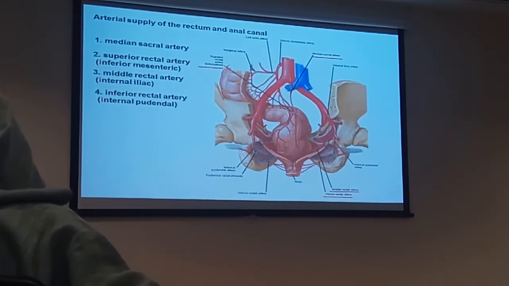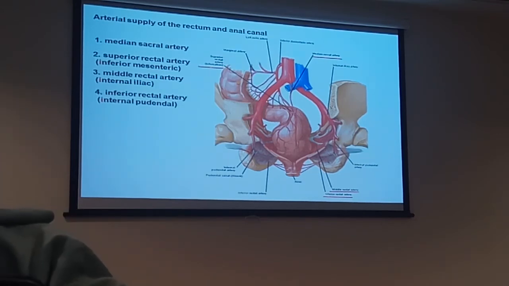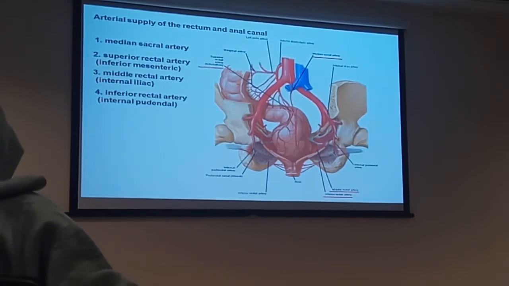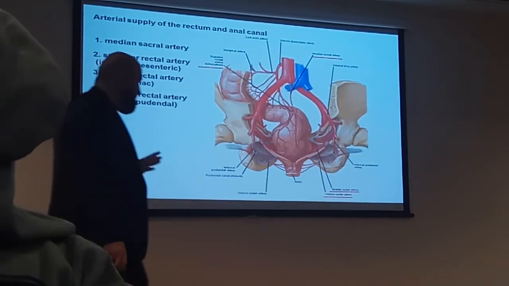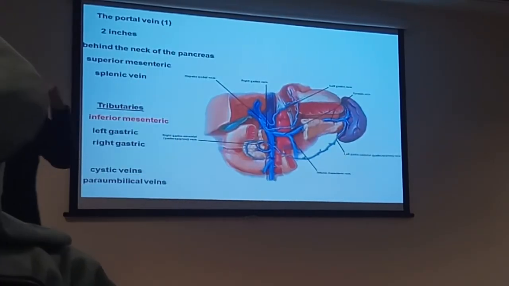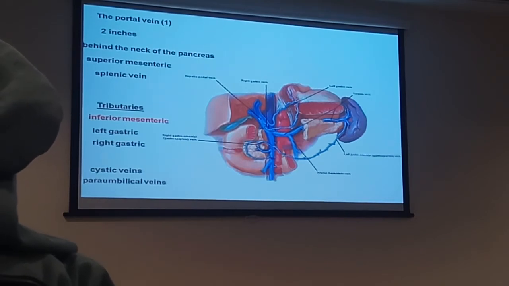But I'm not really after the arteries. I want you to memorize this because when we talk about veins, I'm going to say the veins that drain the rectum and anal canal are superior, middle, and inferior. Superior goes to inferior mesenteric, which is portal. Middle and inferior go to internal iliac, which is systemic. Right? Common sense.